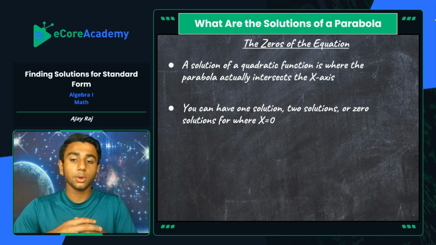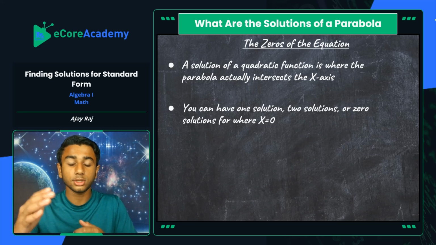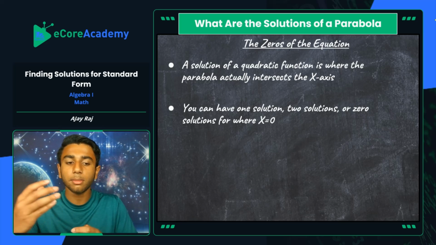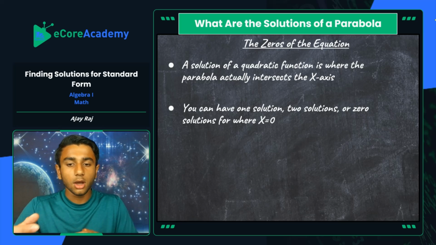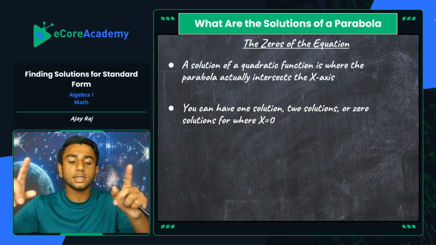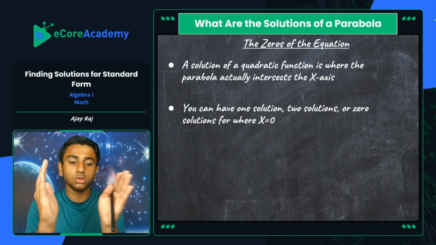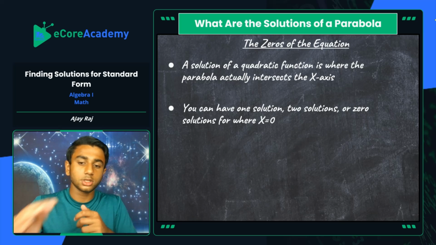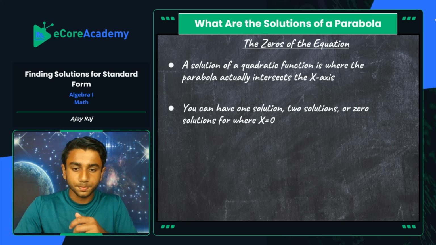Remember, your zeros are essentially your solutions. Whenever your parabola intersects the x-axis, those points are always considered your solutions to the equation. You can have one solution, where the parabola only crosses it once. Essentially, its vertex must be on the x-axis in that case. You can have two solutions, where it intercepts the x-axis at two different points, or 0 solutions, where it doesn't even touch the x-axis, where it's always above the x-axis.